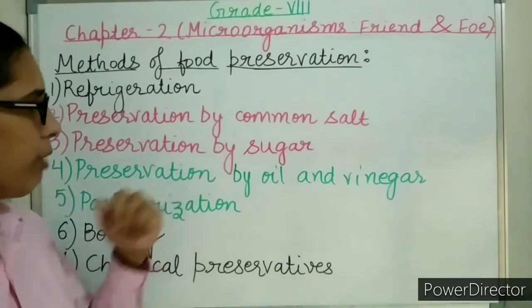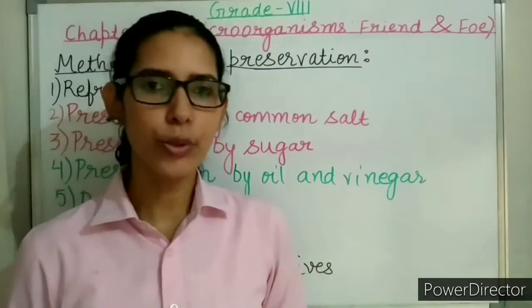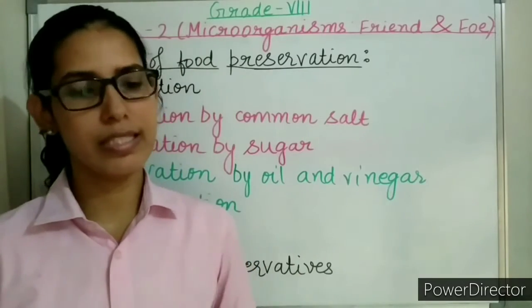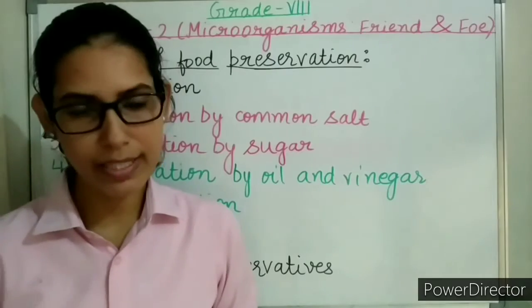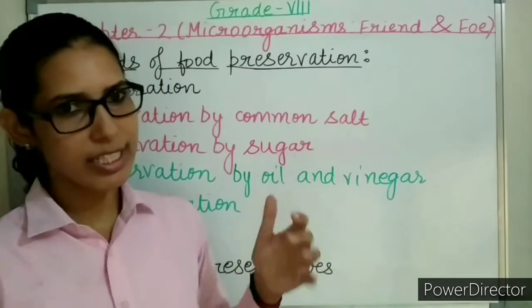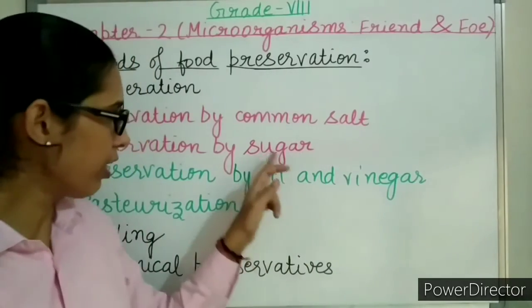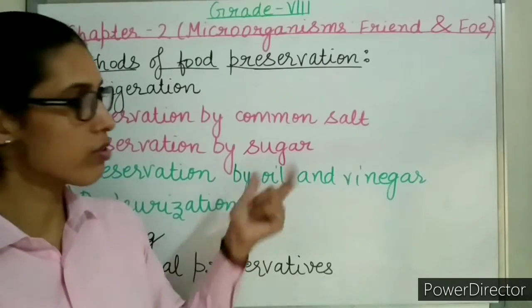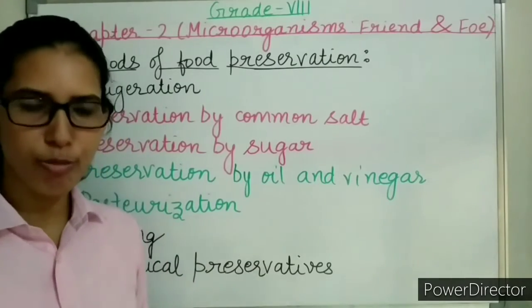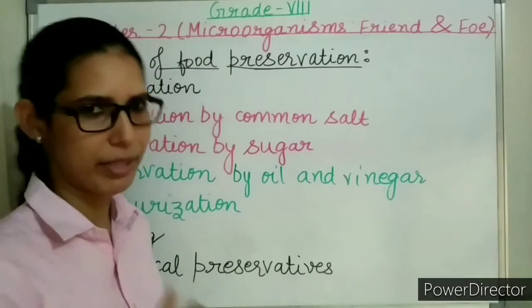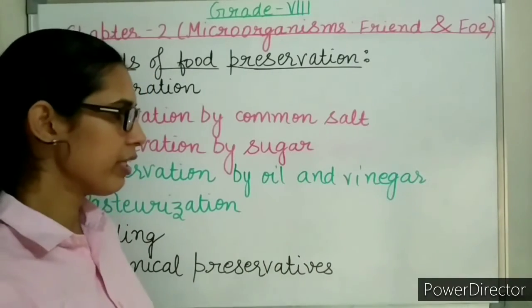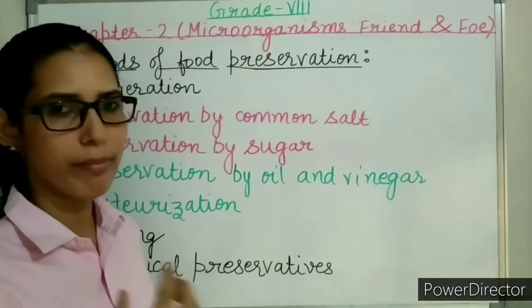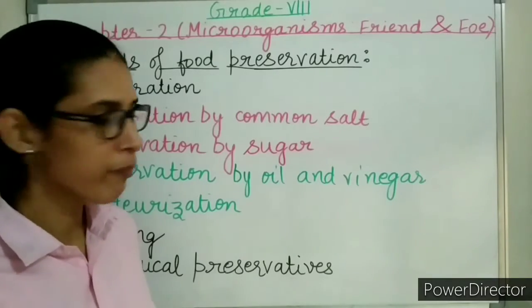Next is preservation by sugar. Sugar reduces the moisture content and prevents the growth of the microorganisms. So jams and jellies are preserved with the help of sugar, because it reduces the moisture content and prevents the growth of the microorganisms. Next is preservation by oil and vinegar. Oil and vinegar are used for protecting various vegetables, fruits, pickles, etc.